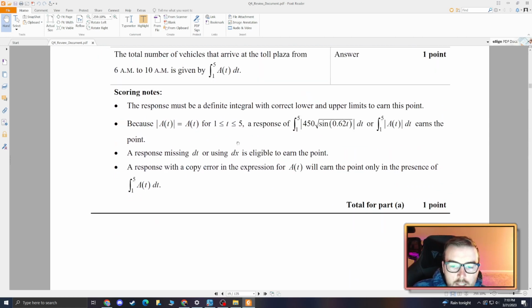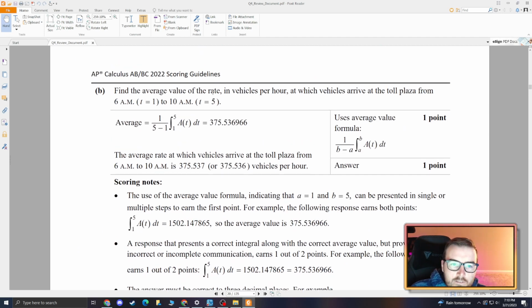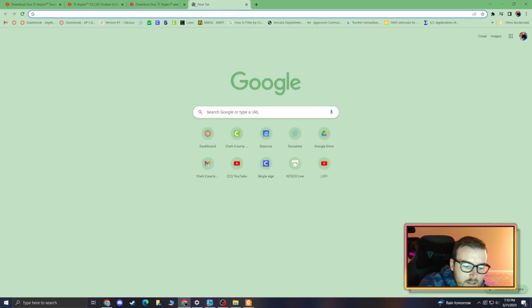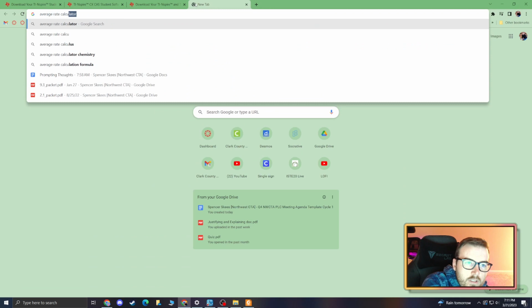All right, moving on. Part B says find the average value of the rate. So our formula for average value is the integral of the rate divided by the distance between the bounds. And I could probably do a super quick Google search for that. Average rate calculus formula.